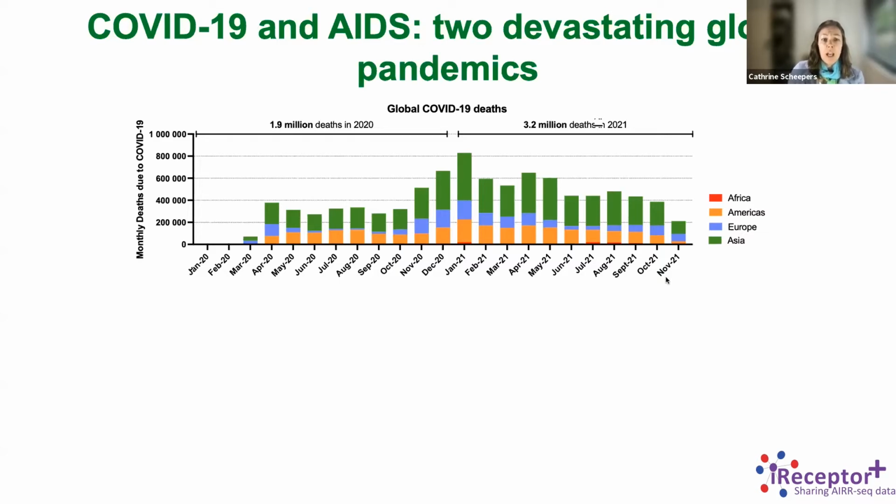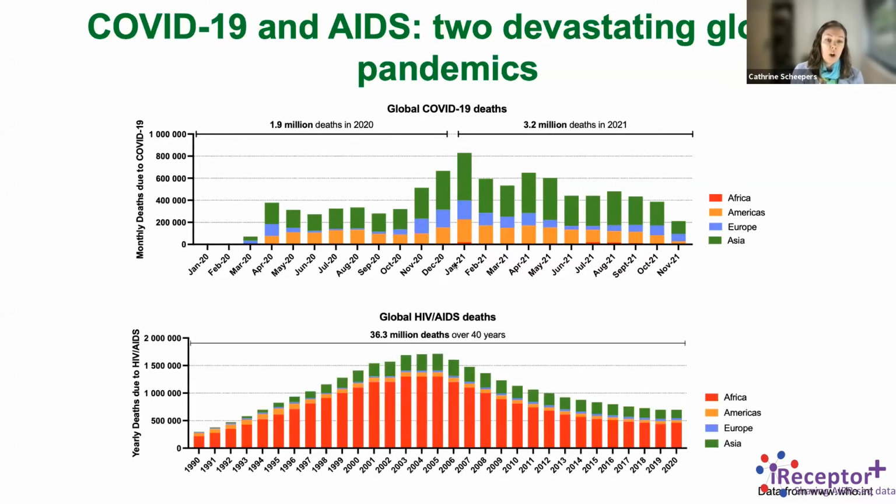You can see that Africa has relatively low reported numbers of deaths as a result of COVID-19. This is in major contrast to what we see with HIV/AIDS. This is the same graph, but now by deaths due to HIV and AIDS over the years since 1990. HIV has accounted for 36 million deaths over the 40 years that we've had HIV, and you can see in red, Africa really bears the burden of HIV. For this reason, I'm going to focus primarily on HIV in my talk today, but I am going to touch a little bit on COVID later.